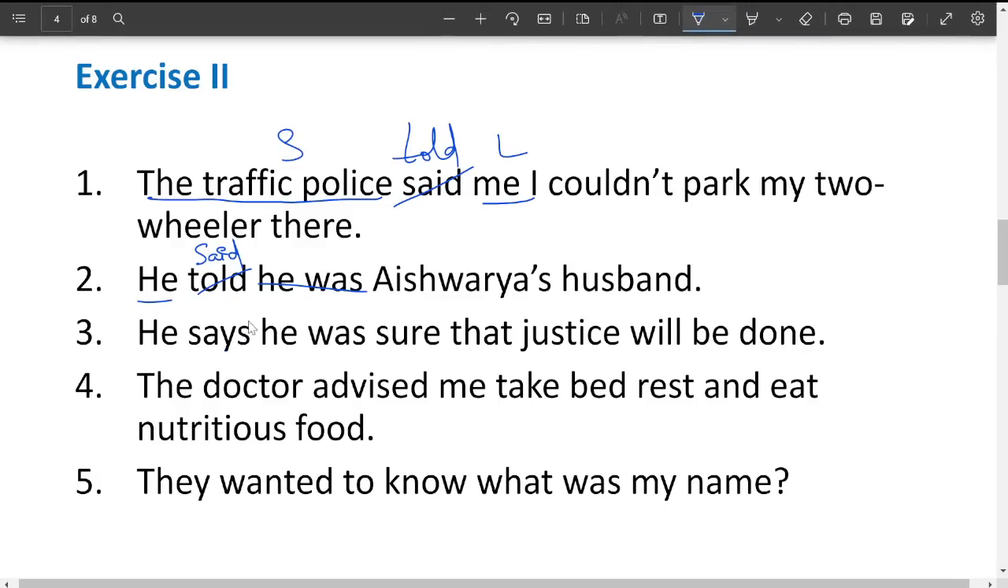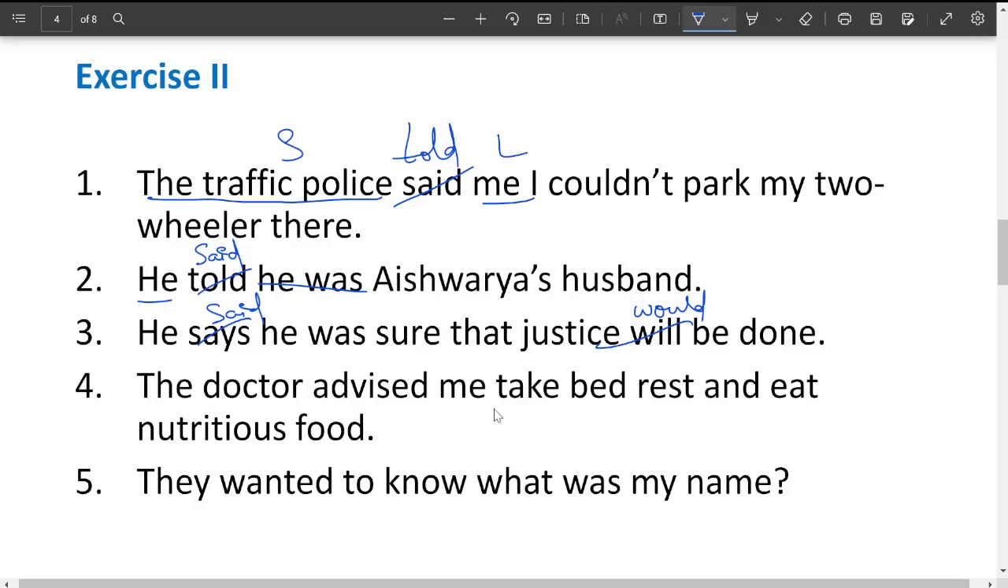But if at all you use said, he said he was sure that justice will changes to would. You have to change the sentence in this way, or you have to change the tense. Either of those corrections can be used.